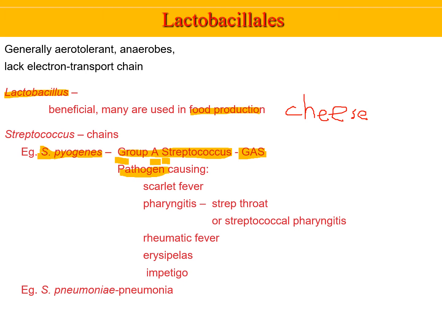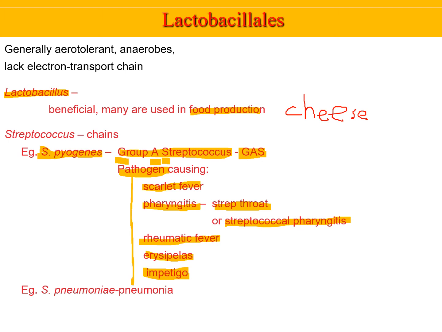They can cause a number of different disease processes, including scarlet fever, pharyngitis or strep throat, also sometimes called streptococcal pharyngitis, rheumatic fever, erysipelas, and impetigo. A lot of little kids catch impetigo. It's a crusty infection around the mouth. They stick all kinds of stuff in their mouth. Every little kid does. And this is caused by Streptococcus pyogenes. This is probably one of the most harmless compared to all of these. I mean, some of these are very serious.